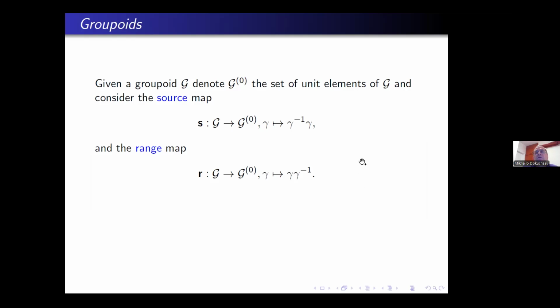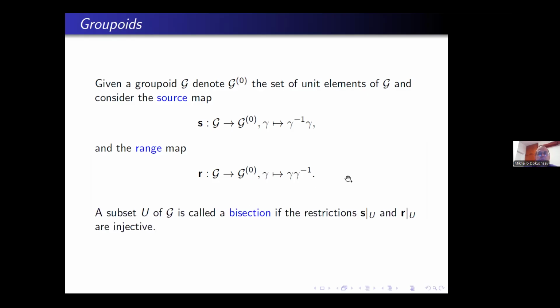So a groupoid is a small category in which any morphism is an isomorphism. G0 denotes the set of unit elements. There is a source map, right? We have the range map also. And an important notion is a bisection.